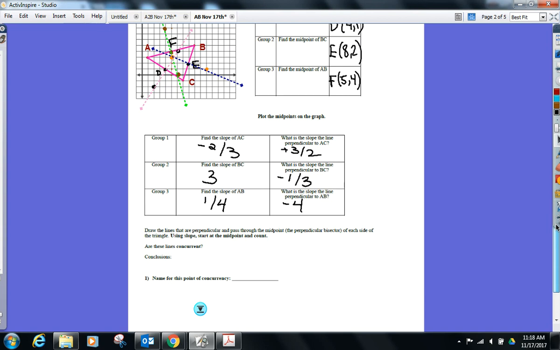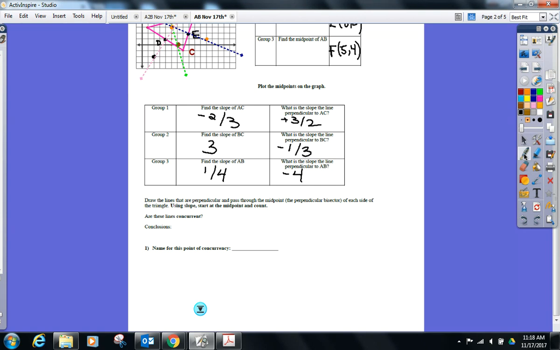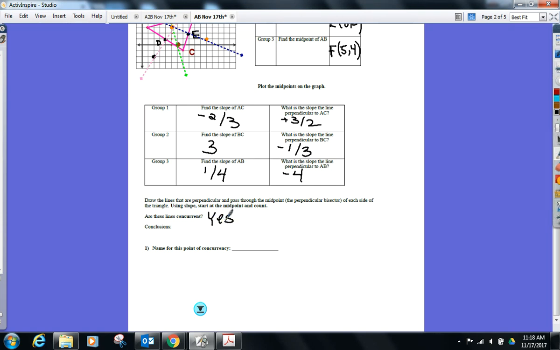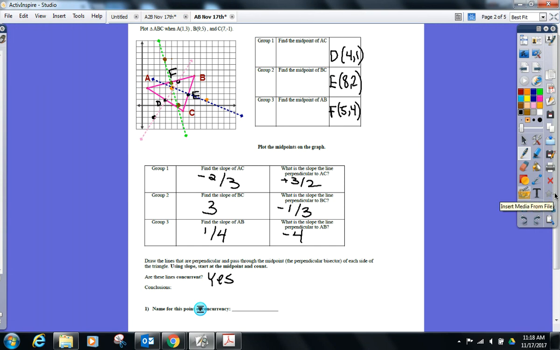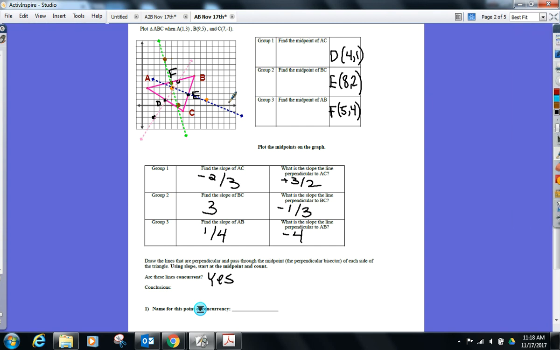Everyone else's, yes? Okay, so these three lines, we got to move, guys, here. Are these three lines concurrent? Yes, they are. Okay, I don't want to call them these lines anymore. You have a vocabulary term we have gone over multiple times this year instead of calling them these lines. Ready? This line is what to BC? Perpendicular, and it goes through the what? Midpoint. Perpendicular, and it goes through the midpoint of that side.